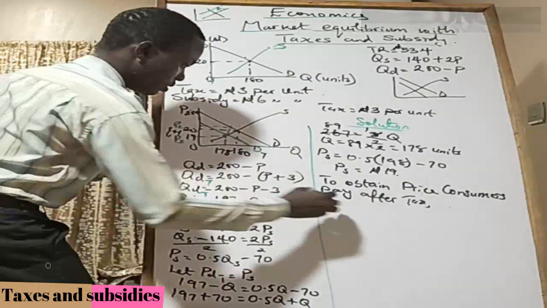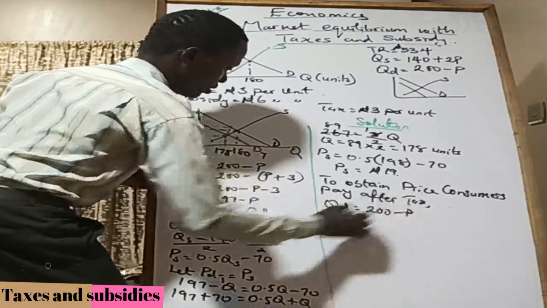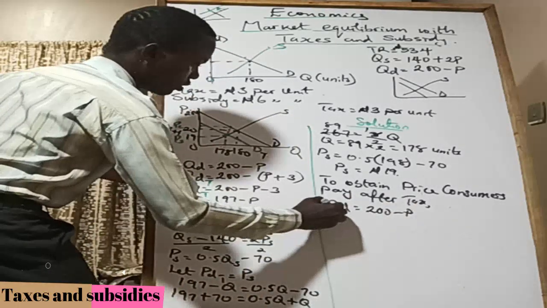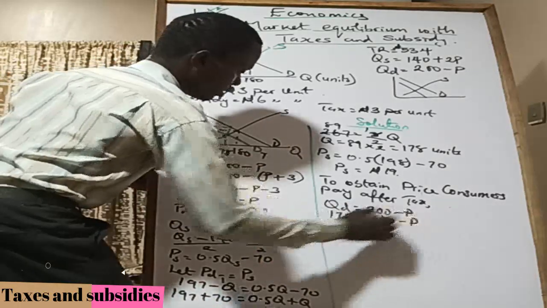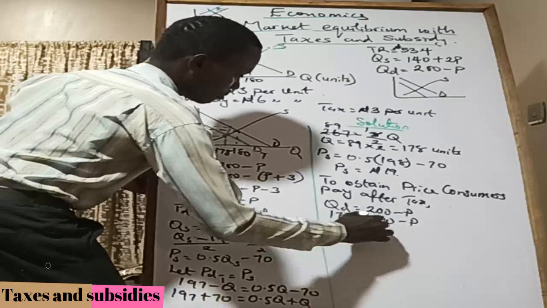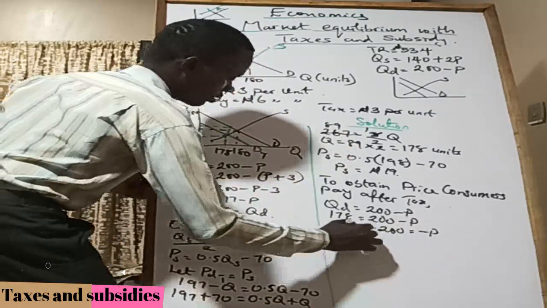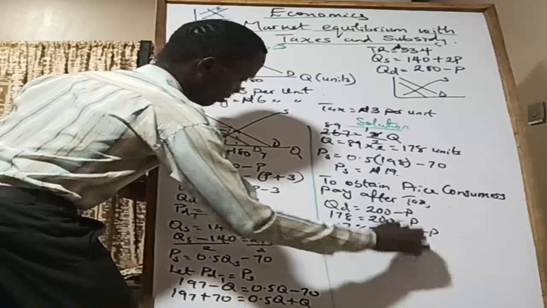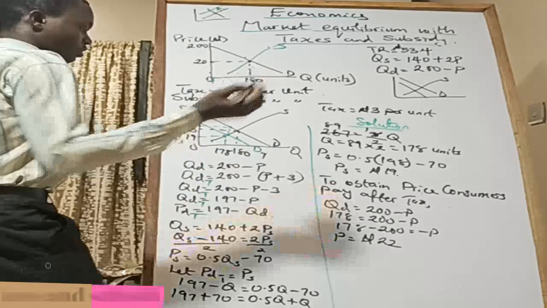So from QD equals 200 minus P, QD is 178, so 178 equals 200 minus P. So 178 minus 200 equals minus P. So P equals 22 naira. So P here is 22, the same thing as what we got that time.